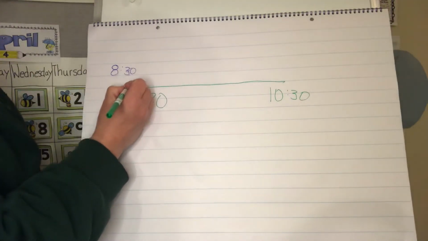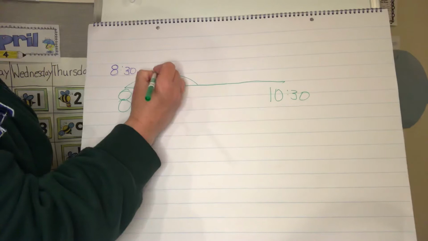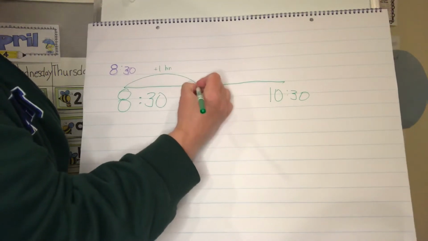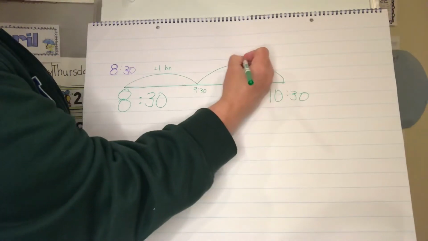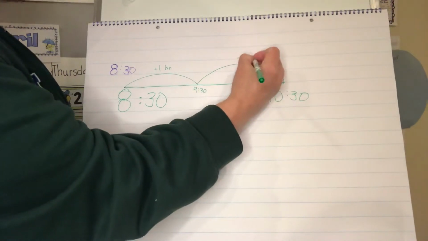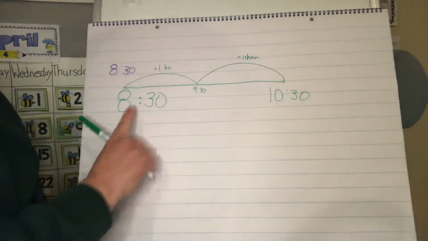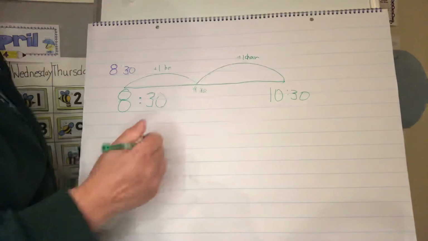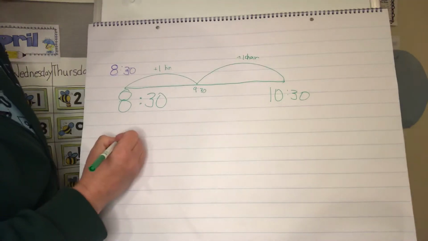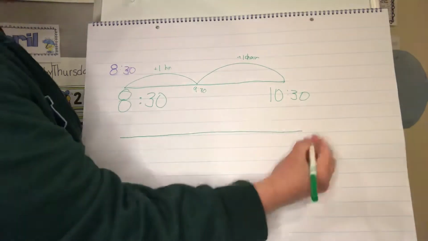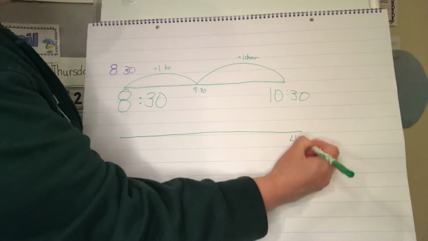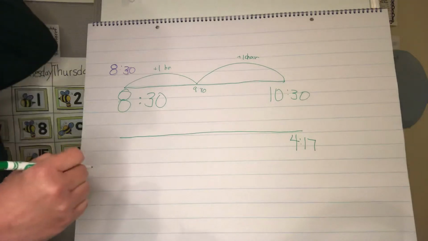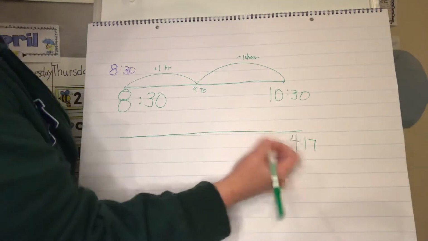So I could say 8:30 plus 1 hour is 9:30 plus another hour is 10:30. So how much time is between 8:30 and 10:30? 2 hours. If I needed to go backwards, like I finished running my errands at 4:17 and I had been gone for 3 hours, what time did I leave?